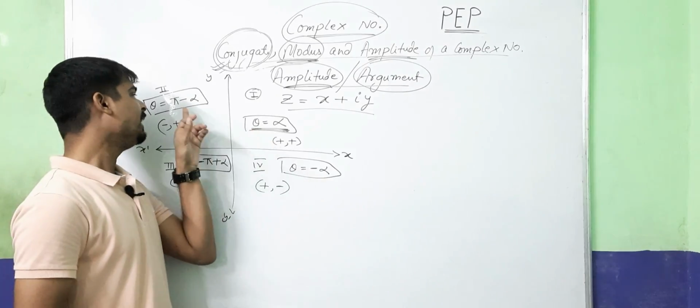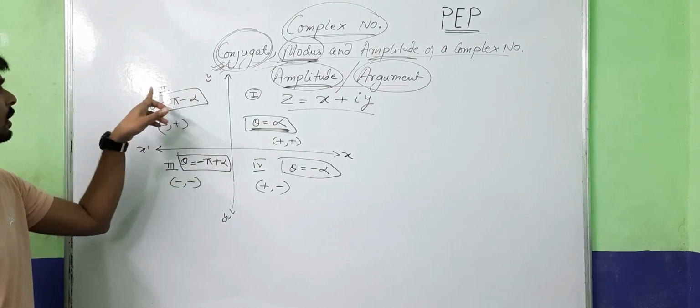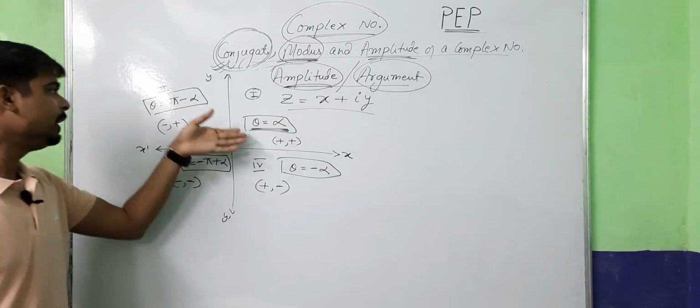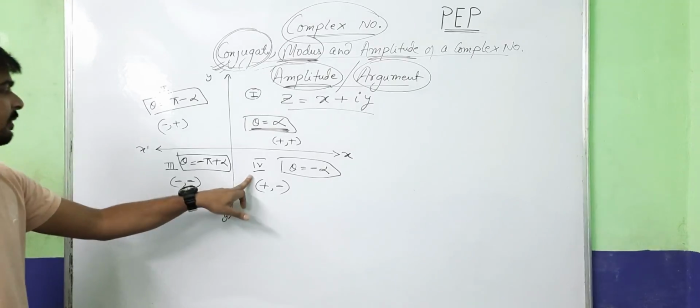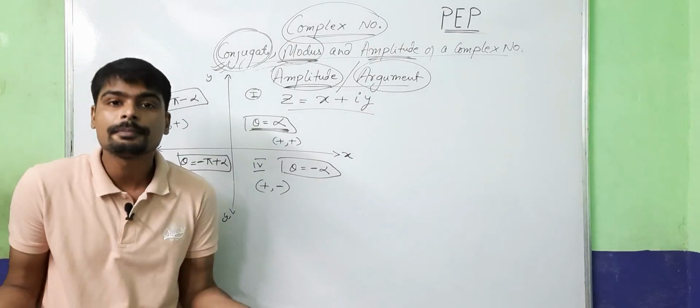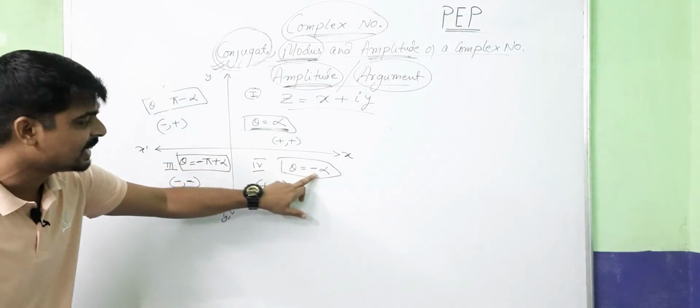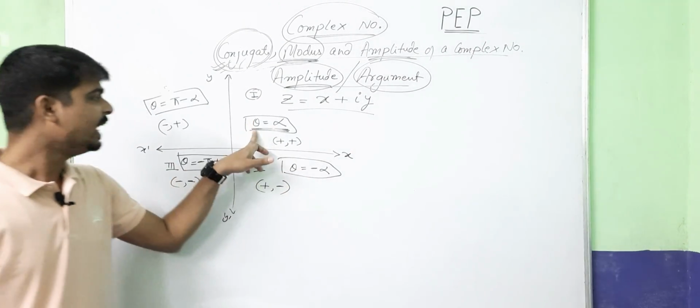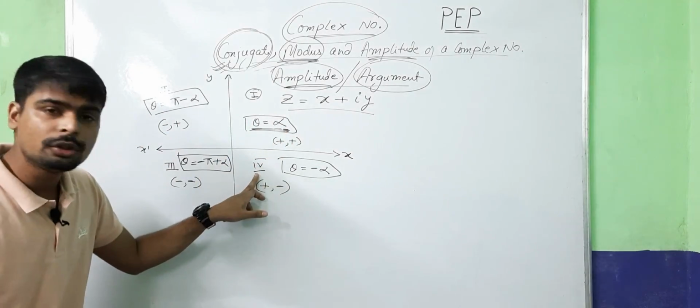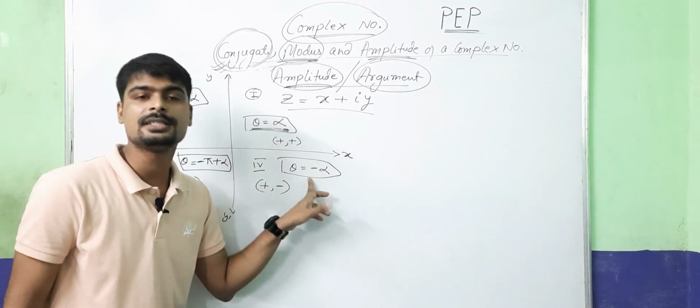If you learn the first quadrant value and the second quadrant value, you are going to remember the fourth quadrant value as well as the third quadrant value. How, sir? Whatever first quadrant value we are getting, we change the sign in the fourth quadrant. Theta is equal to alpha, and then in the fourth quadrant it becomes minus alpha. Theta is equal to minus alpha.